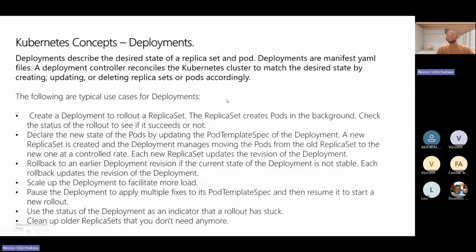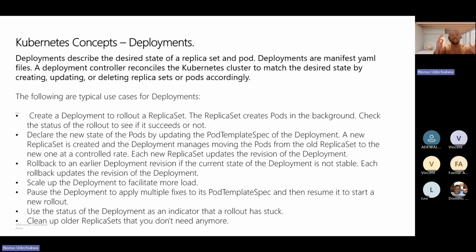The next thing is deployments. Deployments are basically the father of replica sets. So, for example, right now we are creating only pods. Replica set first came out before deployments. Right now we're creating only pods.